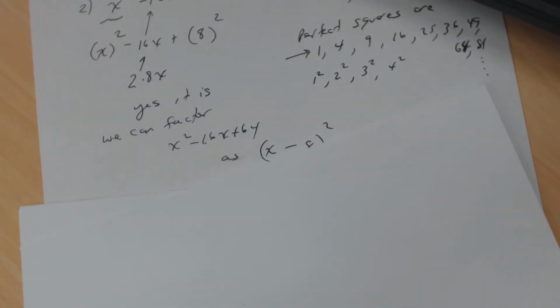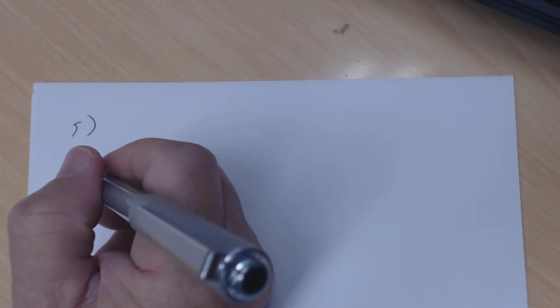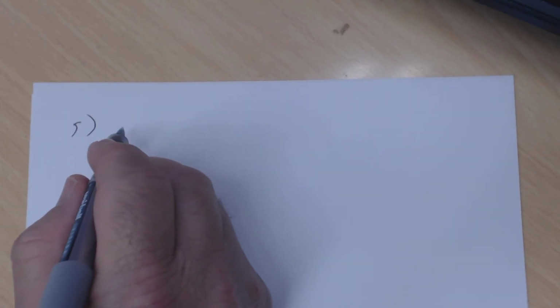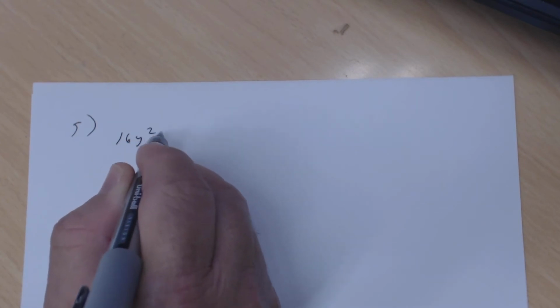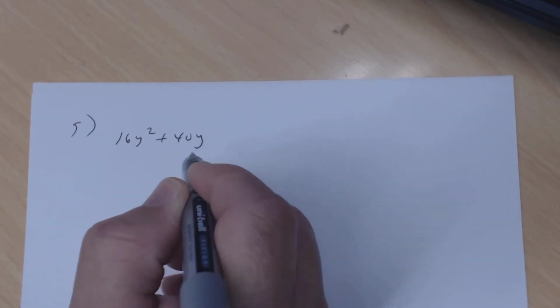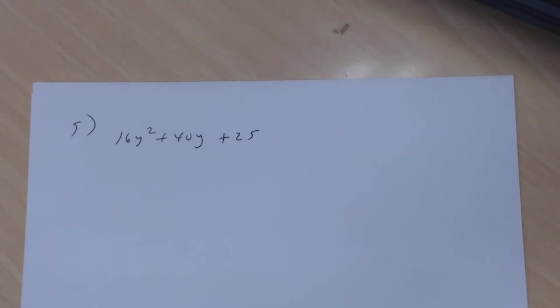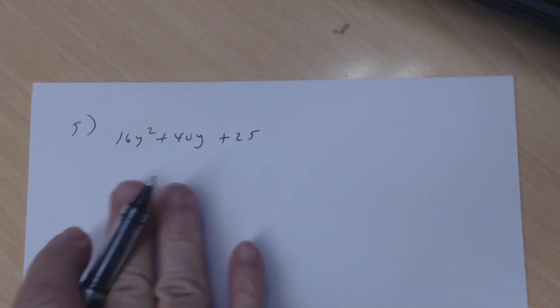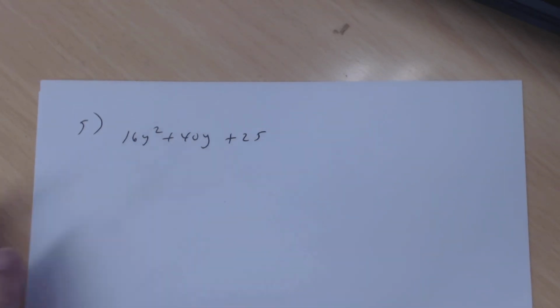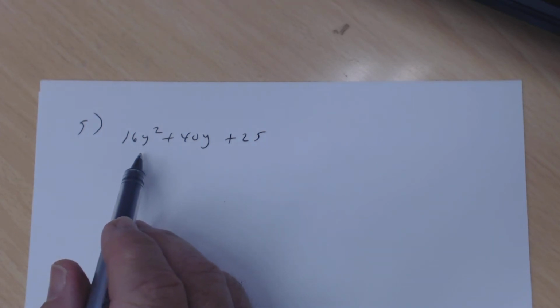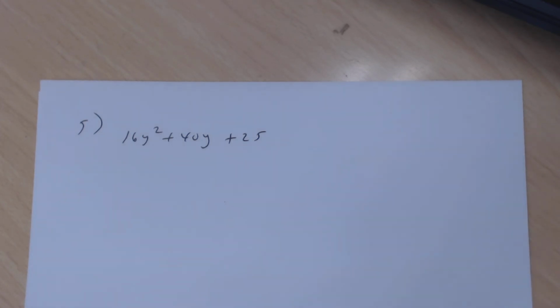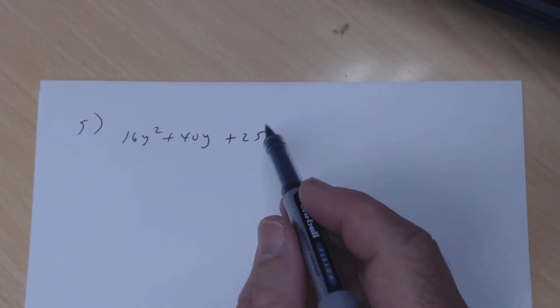All right, let's look at 1 or 2 more. So let's suppose we had this one. All right, number 5. Let's suppose we had 16y squared plus 40y plus 25. So 16y squared plus 40y plus 25. And again, you can factor this using previous methods, trial and error. But let's just continue talking about the perfect square trinomial.